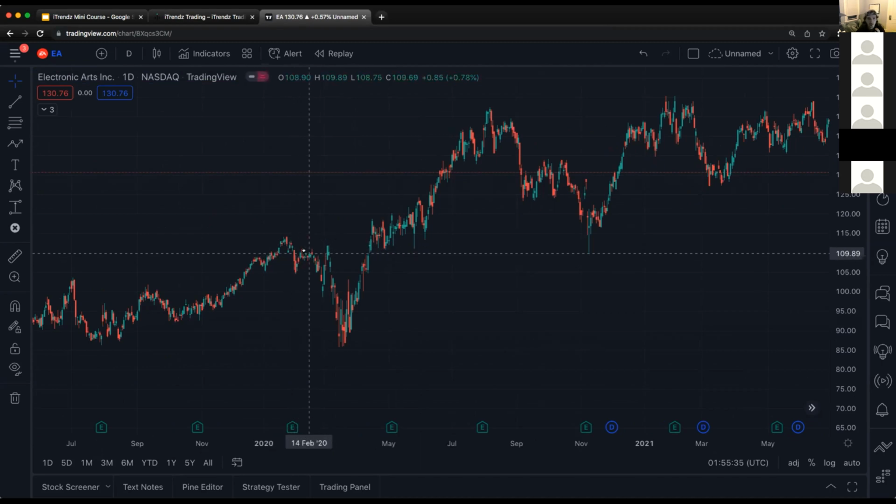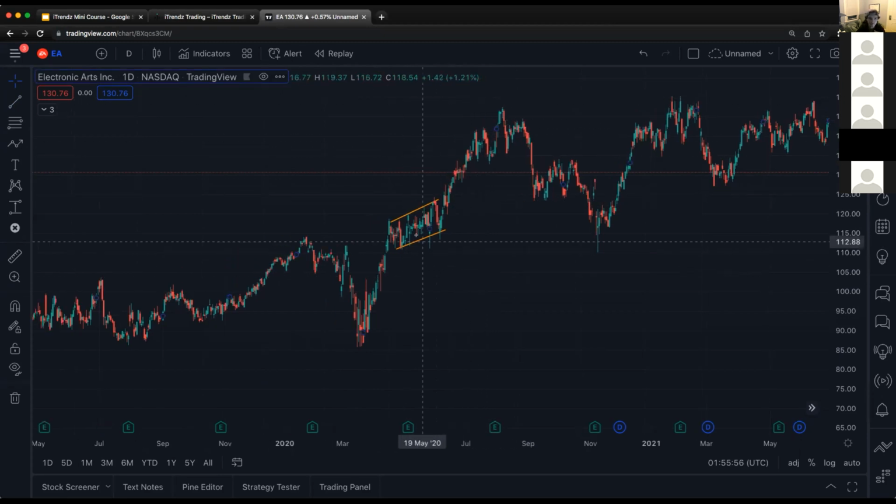But here we go. I see this little cup and handle here where you had this consolidation period, nice little dip, and then you had an upward slanting handle showing a lot of buyer strength, right? And then once you had your break of this resistance, you had a nice push up and very large continuation from 123 to basically the 150 mark. So that's nice to see.